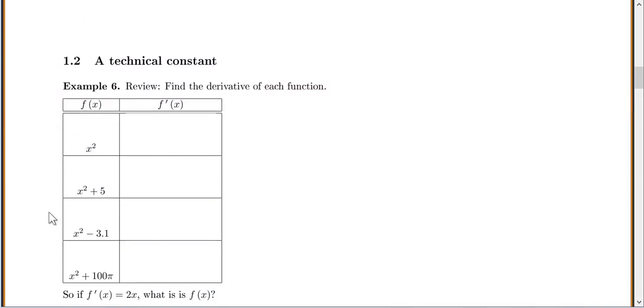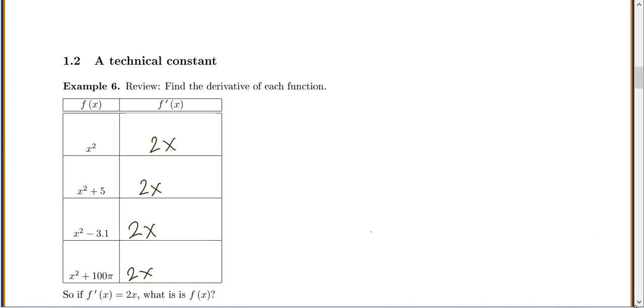So now we have a technical point. This is actually going to be very important, and we'll use it a lot. But let's look at all of these different functions and find the derivative of each one. So the derivative of x squared is 2x. The derivative of x squared plus 5 would be 2x plus, what's the derivative of 5? Just 0, right? So just 2x. My next one, x squared, that derivative is 2x. The derivative of negative 3.1 is 0. And derivative of x squared is 2x, and the derivative of 100 pi, pi is just a number, so it's just like having a 3.14 there. And the derivative of any constant here is just going to be 0. So really, I don't even need these plus and minus zeros. So the derivative of all of these functions was 2x.